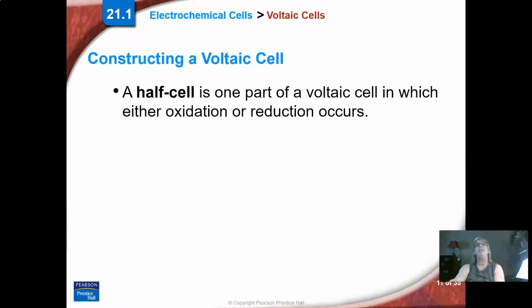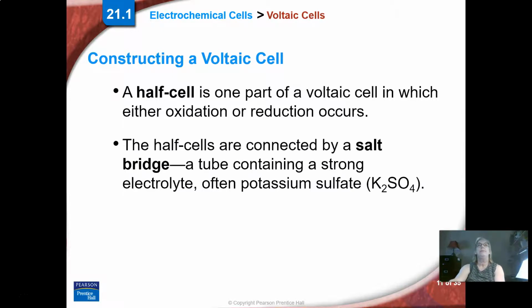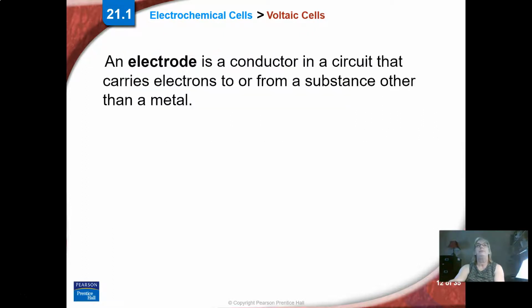So a half cell is one part of that cell where either oxidation or reduction is happening. And between those two half cells, we have to allow electrons to move. So it's generally potassium sulfate that we put into a tube, and it's in water, so that it's called a salt bridge. So electrons can flow through it, just like we have electrons flowing through wires to power our lights and our computers and things like that. Same thing with a salt bridge. It's kind of like a wire.